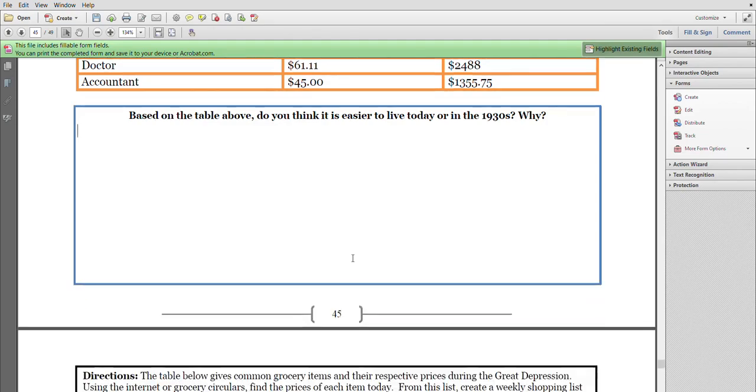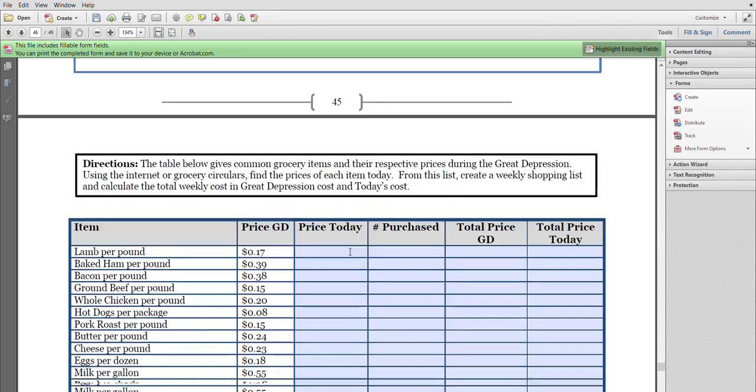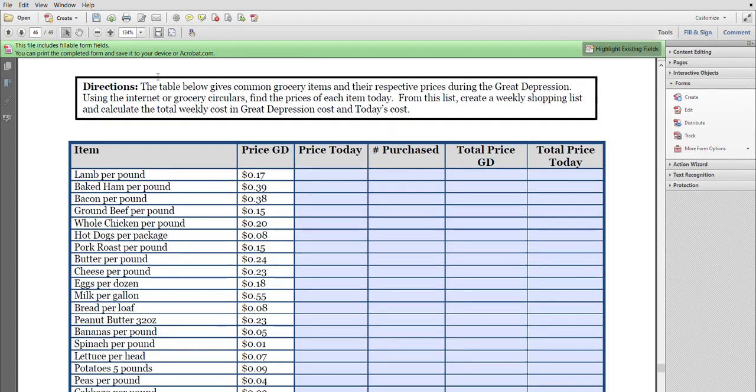This is a trick question. Write down your answer to the best of your ability, okay? Then Mr. Colvin wants you to use the table below, which gives common grocery items and their respective prices during the Great Depression. Using the internet or grocery circulars, those are the newspapers you get, they usually are in a plastic bag at the top of the driveway.